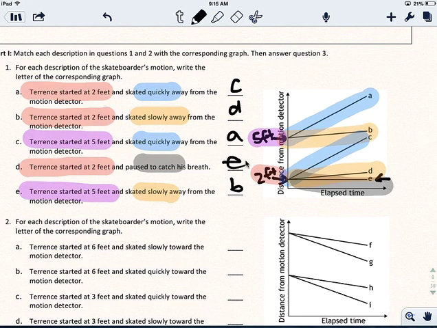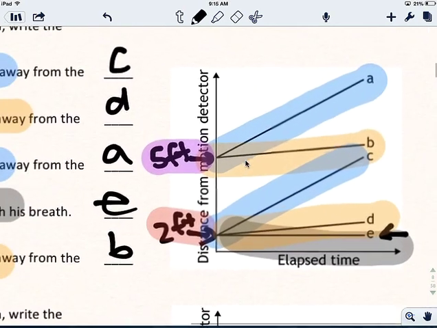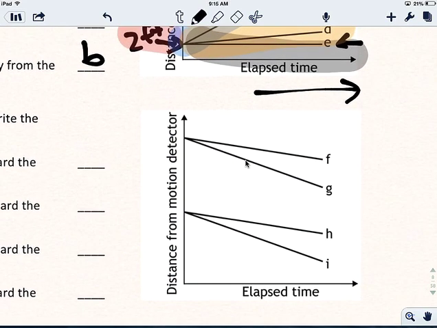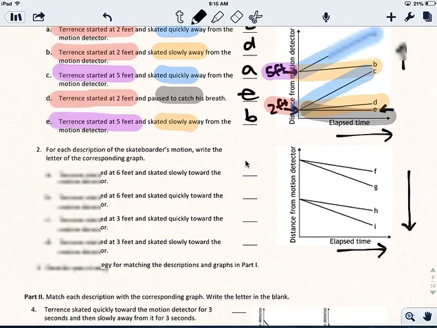All right, so try to think about that reasoning. Steepness is quickness. All of these show that he's moving away from the motion detector because they're all increasing. The distance is going up as time goes by. And so when you think about the next one, you might notice that they're all skating towards the motion detector because as time goes by, they get closer to the motion detector. The distance from the motion detector decreases. So you have to think about that.